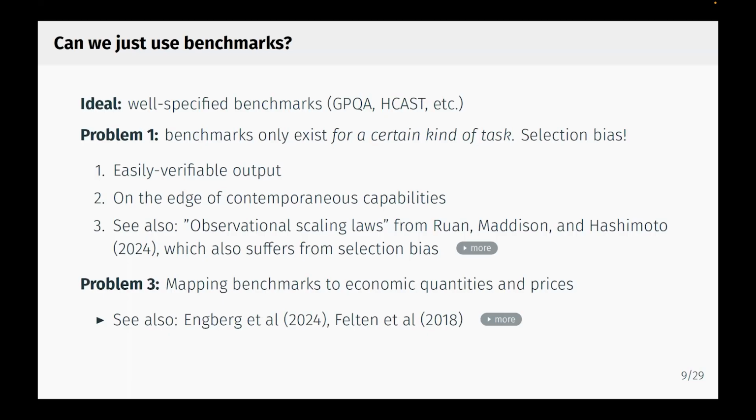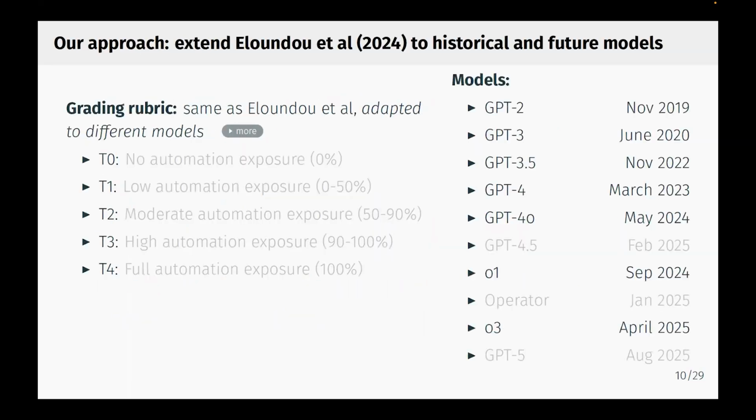To be clear, it's not like what we're doing is necessarily much better, but it's a reason not to take that out of the box. You also need to map things to economic quantities. That's the real reason to work with the O*NET database, because then we can say something about the actual composition of occupations. So just to be clear on our approach for measuring automation capability, we're using the same grading rubric as Eloundou et al. We're just adapting it to different models.